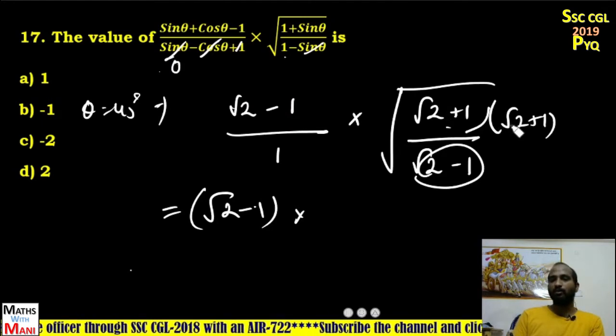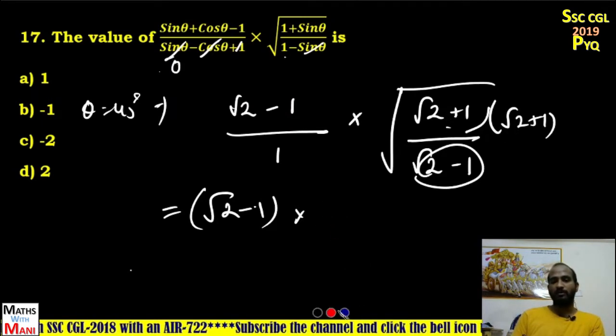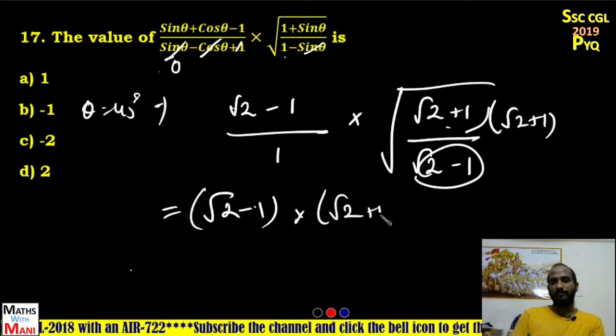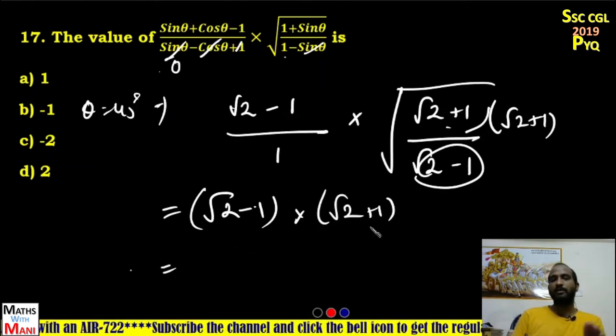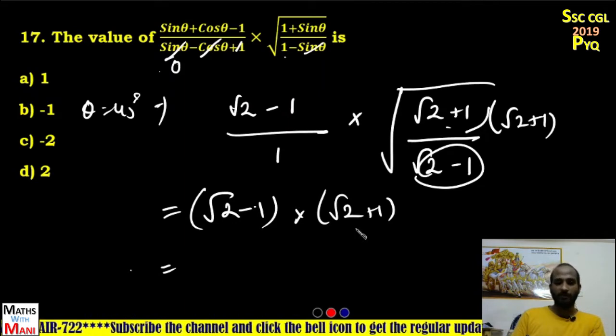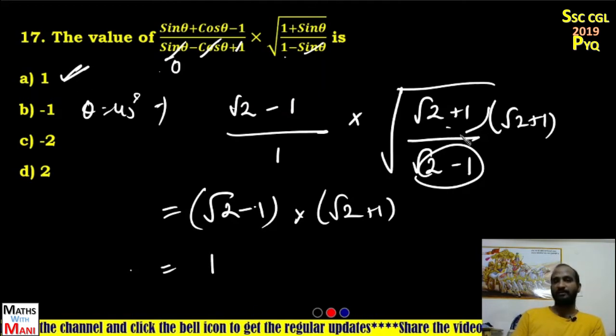Root 2 plus 1 into root 2 plus 1, that is root 2 plus 1 whole square, under root means root 2 plus 1. So root 2 minus 1 and root 2 plus 1 are multiplicative inverses of each other. So what about the multiplication of these two? 1. So what is the answer? Option A. That's it. Very simple thing. Is it clear?